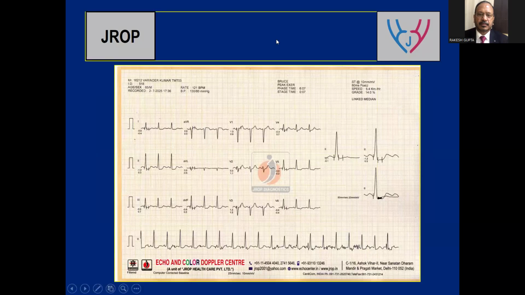And this is what the ECG of the same patient is. We have this ECG of poor progression of R wave up to V3, V4, V5, V6. We do not have any poor progression of R.